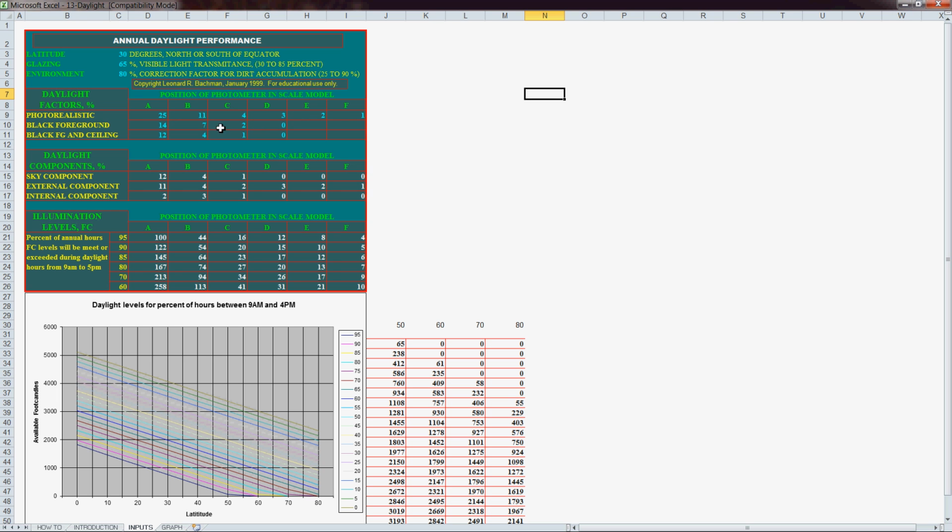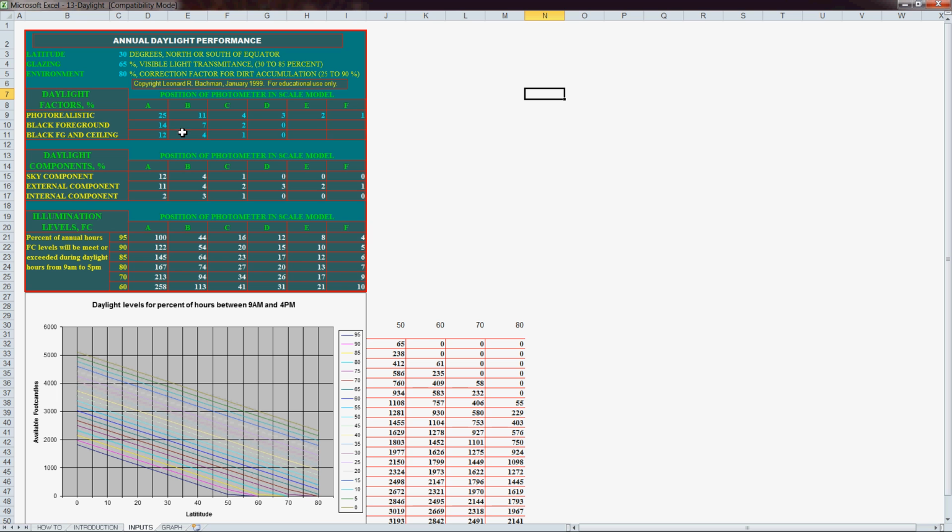And here I've entered those hypothetically as if this was very close to the window and increasingly far away, but your circumstance might be different. You might have special places that you wanted to measure rather than a scale of distance from the window.